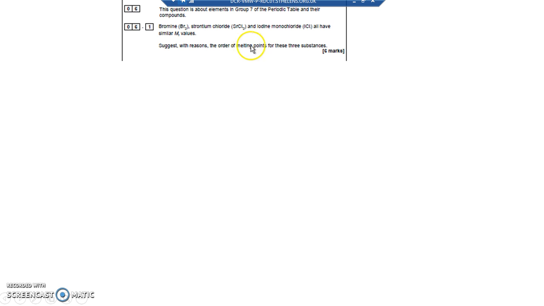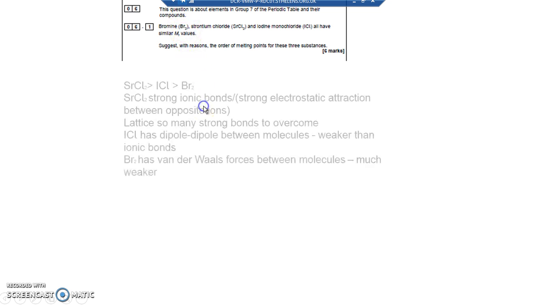Suggest with reasons the order of the melting points. Well, the one with the highest melting point is going to be strontium chloride, SrCl2, because it's ionic, with strong ions held together, strongly attracted in an ionic lattice. Next will be ICl because the Cl is electronegative, so you get polar bonds, delta plus on the I, delta minus on the Cl, and so those polar bonds will create dipole-dipole attractions between the molecules, intermolecular bonds, so it'll have relatively strong intermolecular bonds, whereas Br2 is just molecular, with weaker van der Waals bonds and therefore the lowest melting point.